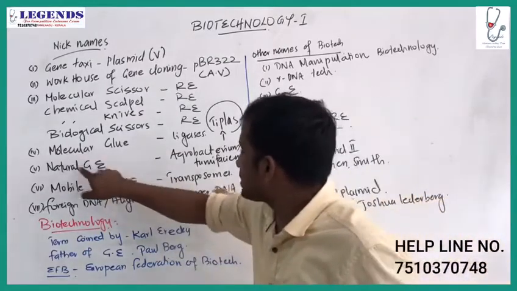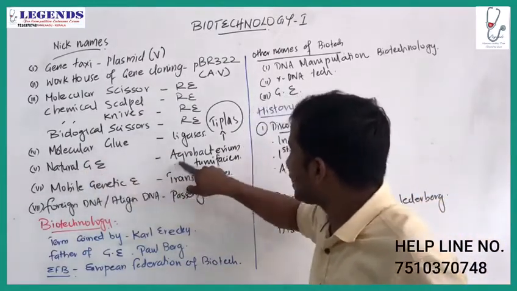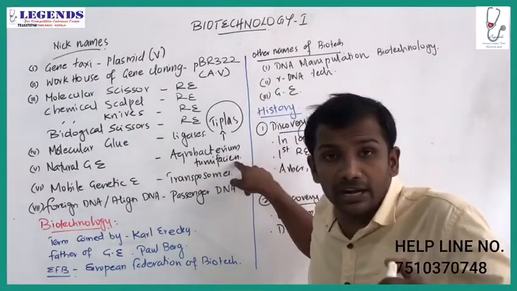So the natural genetic engineer is known as Agrobacterium tumefaciens. It is a commonly asked question.